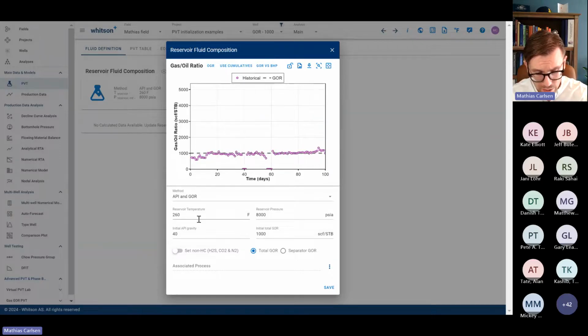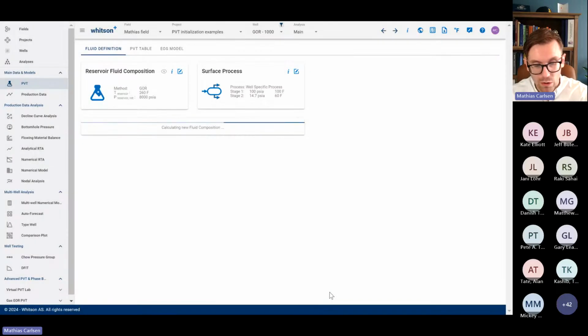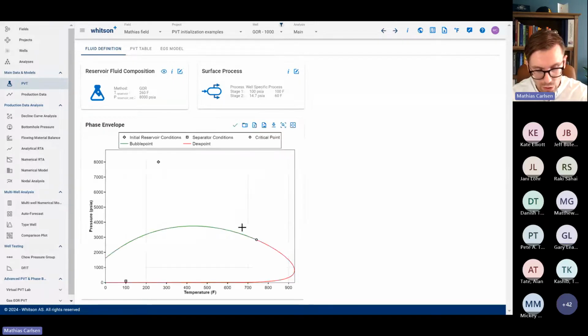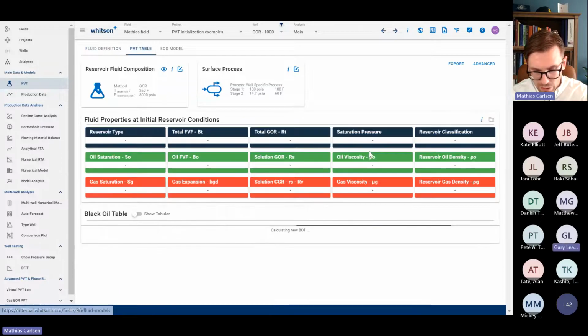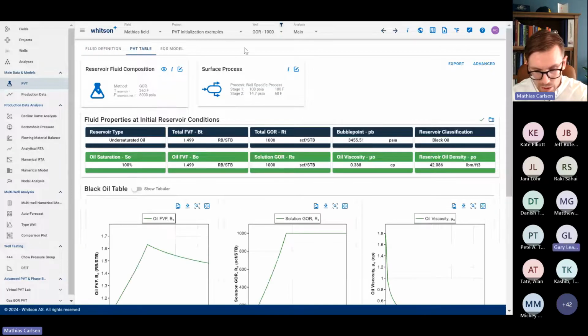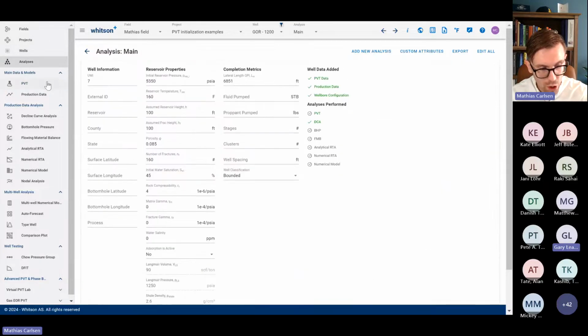GOR looks like it's close to 1,000. I'm just going to use the GOR method here, and not the GOR and API method, and I'm going to run the same calculation. And we're getting higher saturation pressures. Earlier we had around 2,800 or so, and now we should be higher than 3,000. Moving along, we'll see.